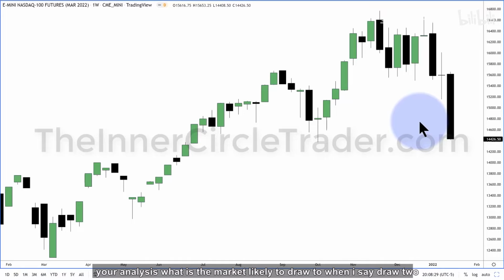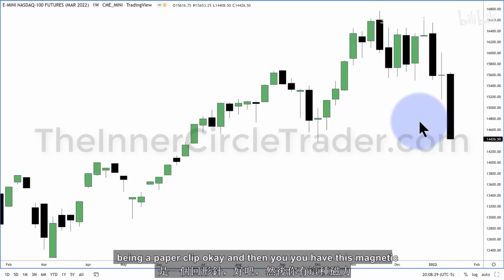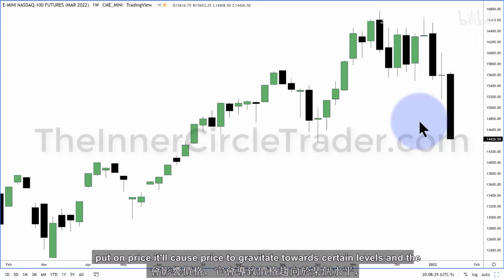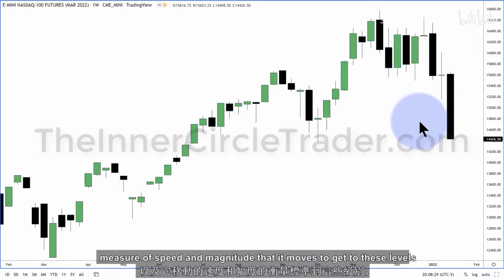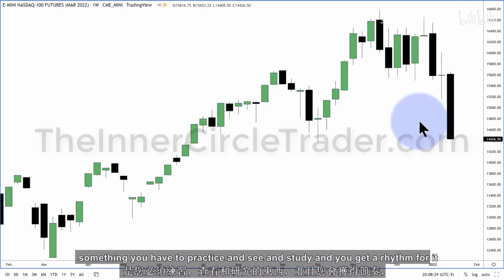When I say draw to, think of price as being a paper clip, okay? And then you have this magnetic impulse that specific price levels and seasonality will put on price. It'll cause price to gravitate towards certain levels. And the measure of speed and magnitude that it moves to get to these levels, you learn that over experience. That's not something I can transfer. It's something you have to practice and see and study, and you get a rhythm for it, okay?